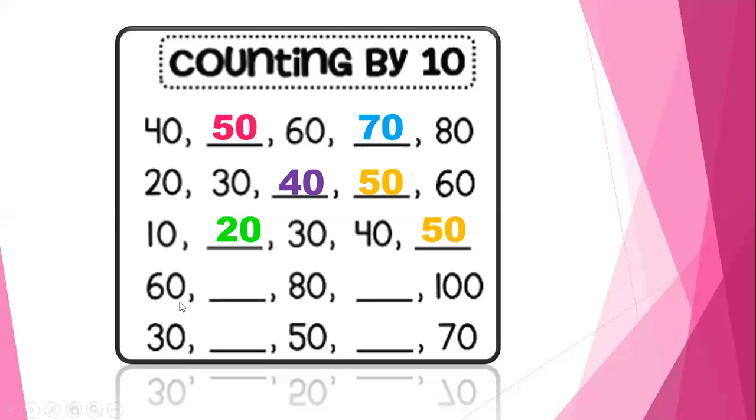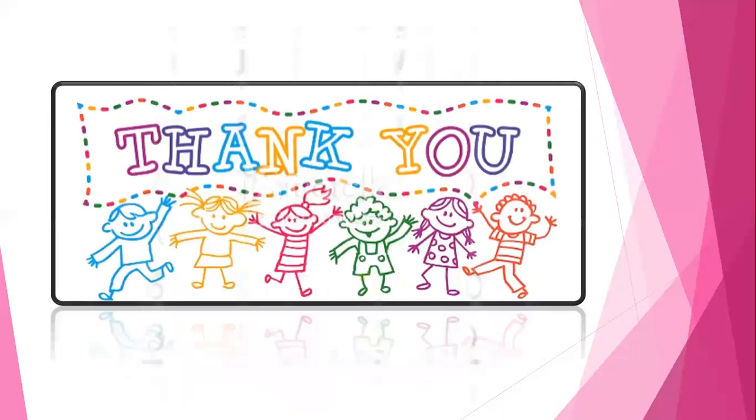Next column: 60, blank, 70, 80. Next is 90, and then 100. Next: 30, 40, 50, 60, and next is 70. That is all about skip counting by 10.